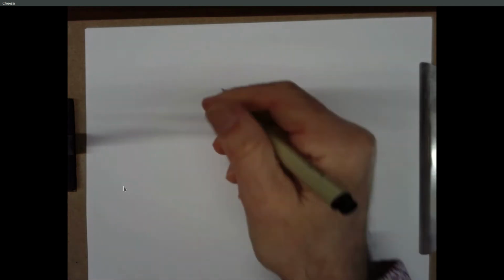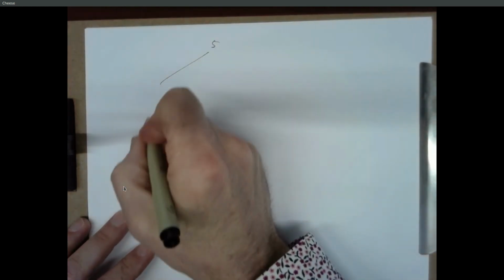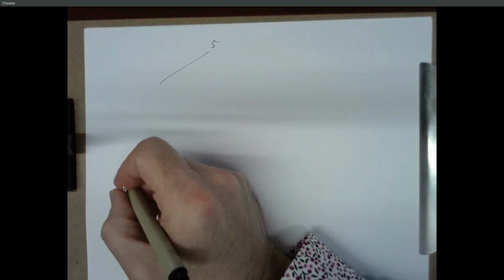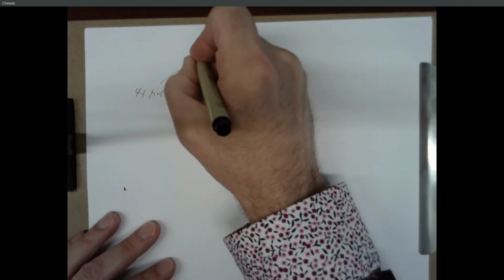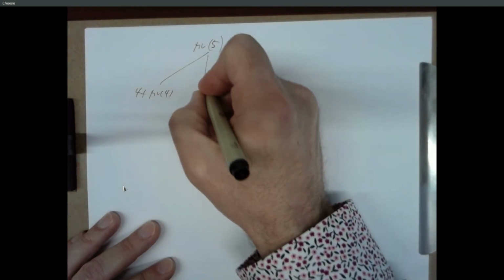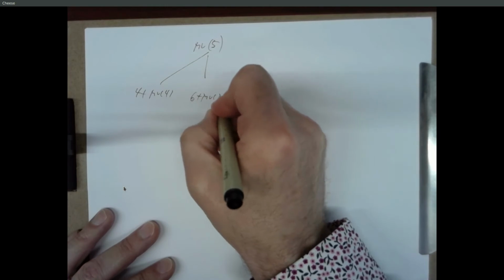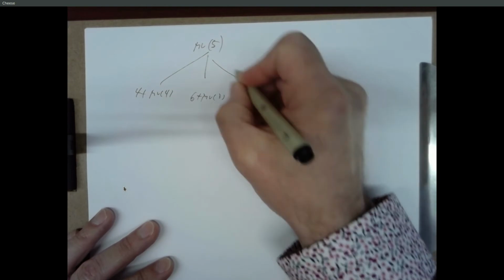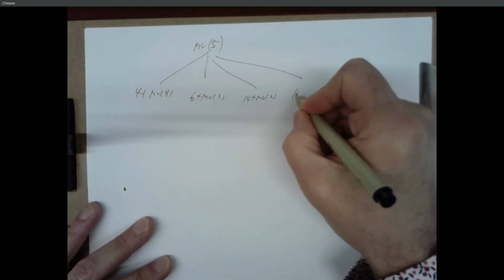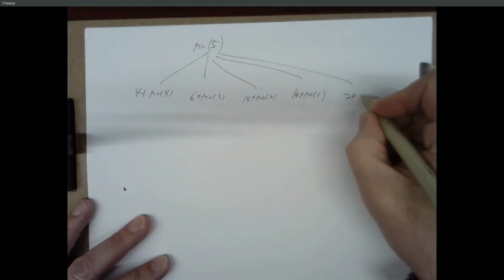So you've got 22, right? And you start with a max val of 5. So 4 plus max val of 4. 6 plus max val of 3. 14 plus max val of 2. 16 plus 1. And 21 plus 0.